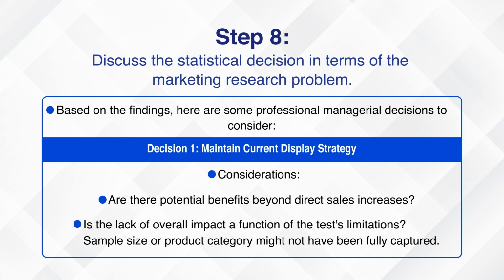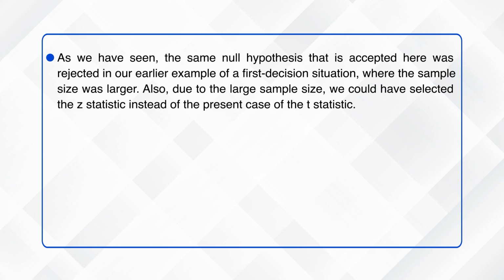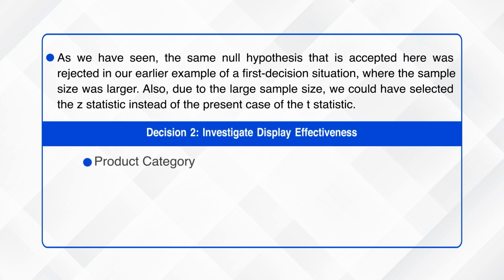And second is that the lack of overall impact may be a function of the test limitations. For example, sample size or product category might not have been fully accounted for. As we have seen, the same null hypothesis that is accepted here was rejected in the earlier example of the first decision situation where the sample size was larger. Also, due to the large sample size, we could have selected the Z statistics instead of the T statistics used in the present case. Second decision, we can investigate display effectiveness further.